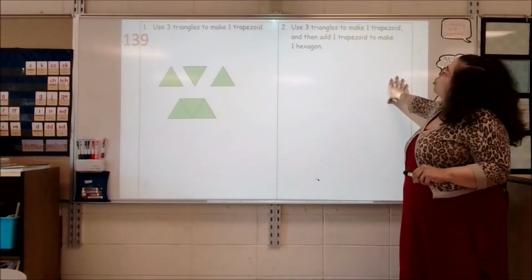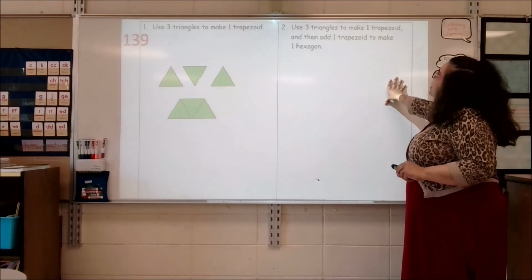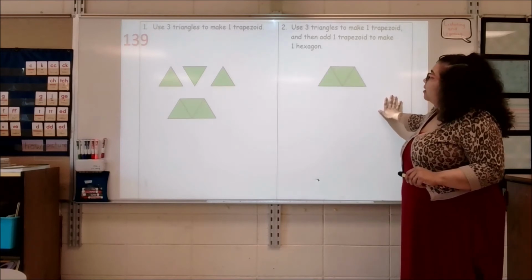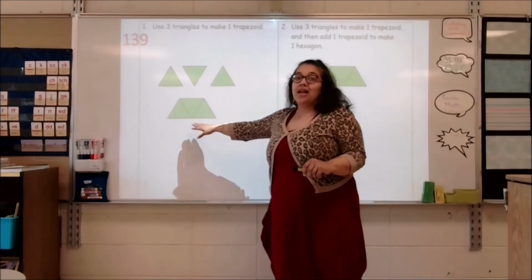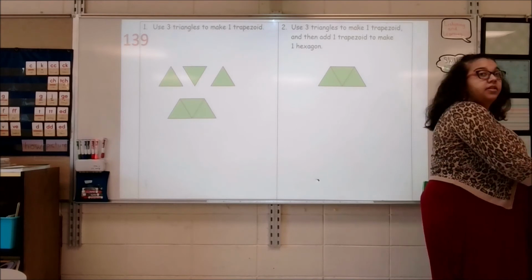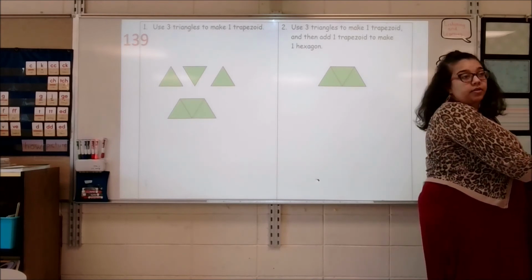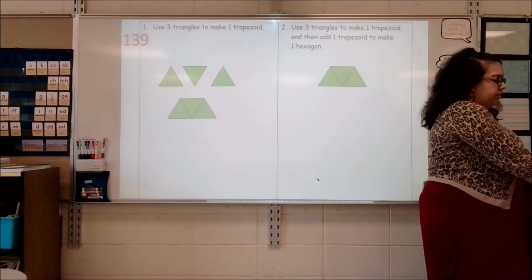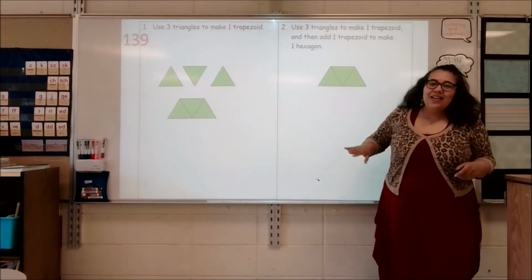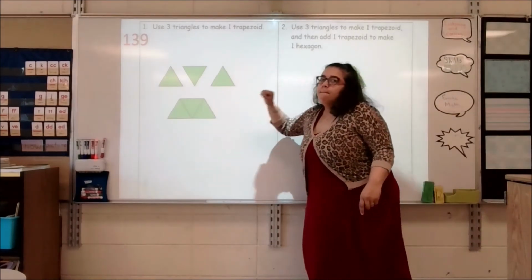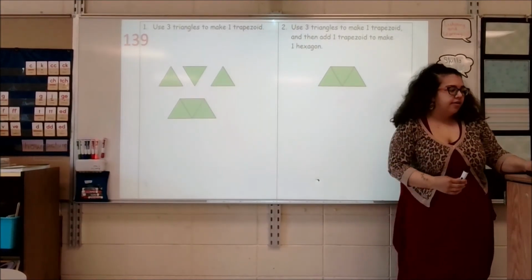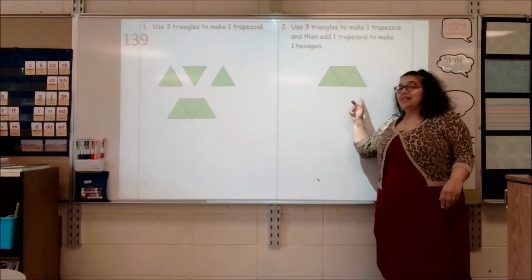So next I'm going to use 3 triangles to make one trapezoid, then add 1 trapezoid to make 1 hexagon. Well, we're going to take those 3 that we already established. Let's see if it's going to let me flip over. Okay, so we have this where we just literally went. So now we're going to attach visually a trapezoid to this existing trapezoid.